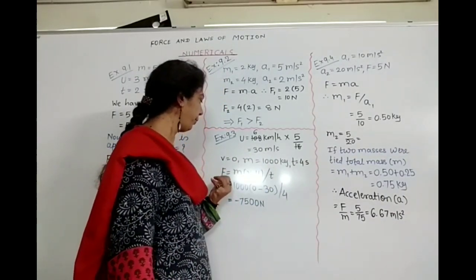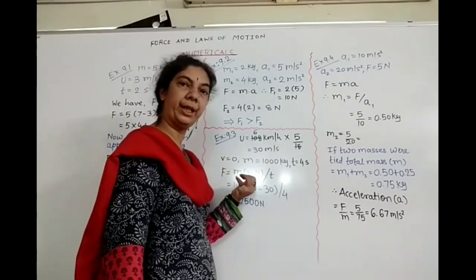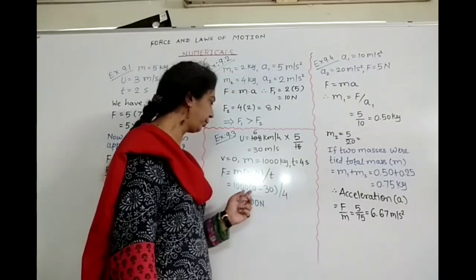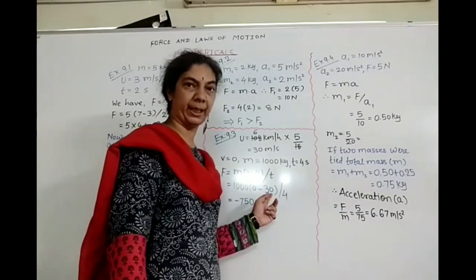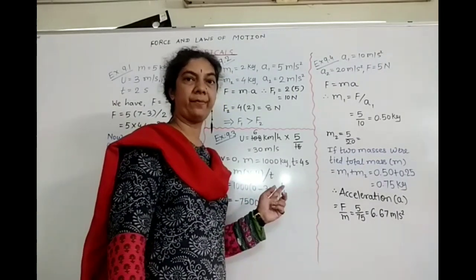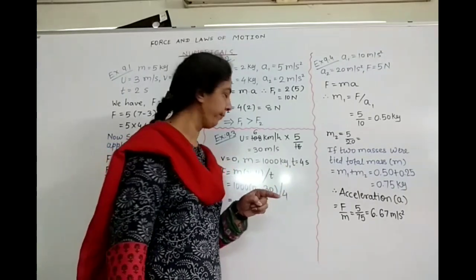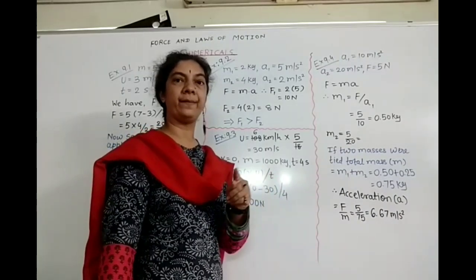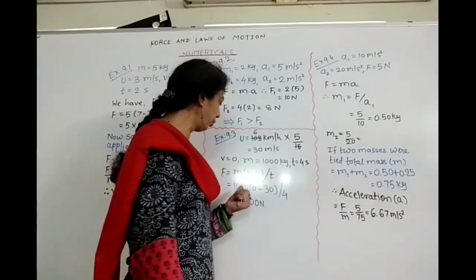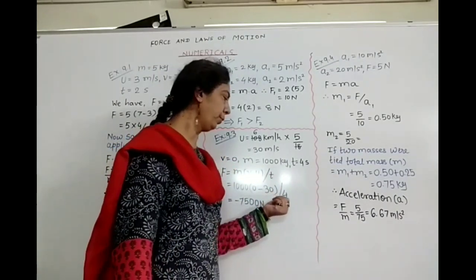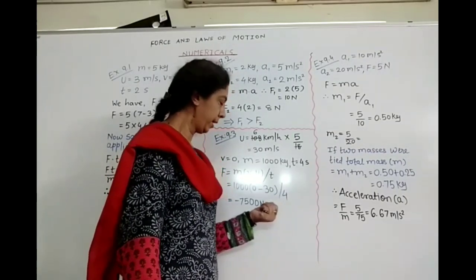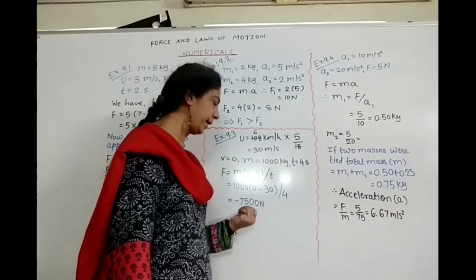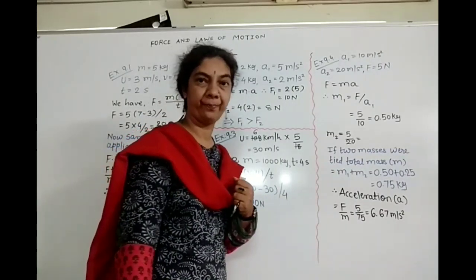Now we have the formula F equals M into (V minus U) by T. Substitute all the values: 0 minus 30. So the answer will be minus 30, and 1000 divided by 4 will be 250. So 250 into 30, and 0 as it is, 25 into 3, we are getting minus 75.